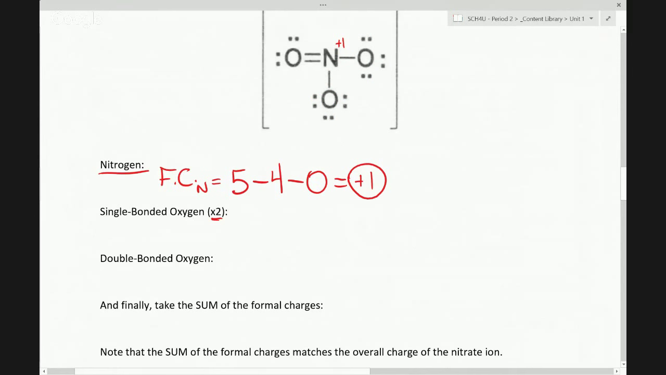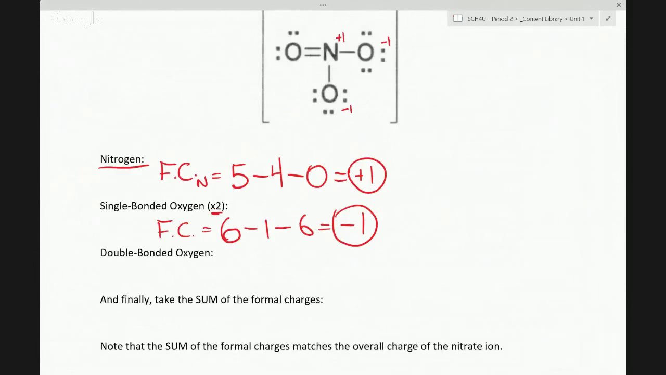And again, we say that the formal charge is the valence, in this case 6, minus the number of bonds. They're both just making 1 bond, and then minus the lone electrons. And there's 1, 2, 3, 4, 5, 6. And 6 minus 1 minus 6 means that these have a formal charge of -1. So -1 and -1. And then lastly, there's the double bonded oxygen.